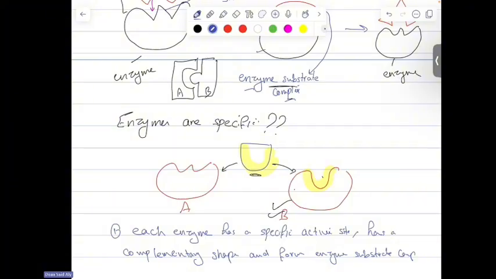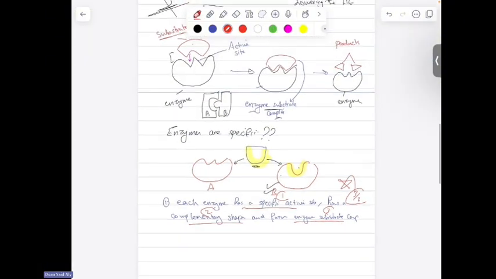You will gain the first mark because you wrote enzymes have a specific active site. This active site has a complementary shape to the substrate. This is the second point. The third point, they form enzyme substrate complex. Perfect, 3 out of 3. You got the full mark. And it will come in the final exam. So that's all for the first lesson.